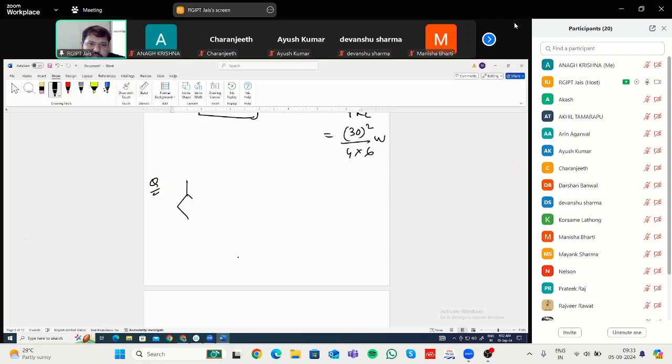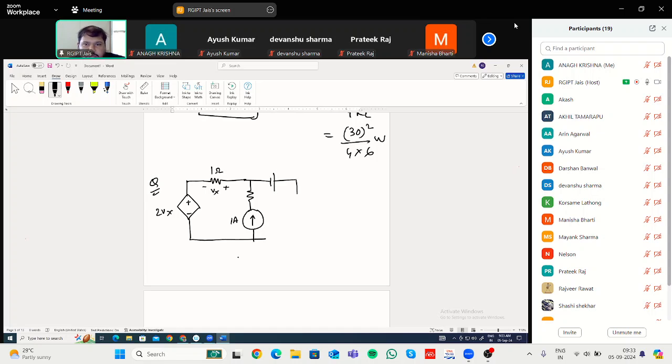Let us say there is a dependent voltage source, and beside it is written 2 of Vx. Vx will be some kind of voltage, so this will be a voltage controlled voltage source. Then there will be a 1 ohm resistance. Across the 1 ohm, the Vx is given like this. Then there will be this resistance, 1 ampere, 2 volt, and RL is there.